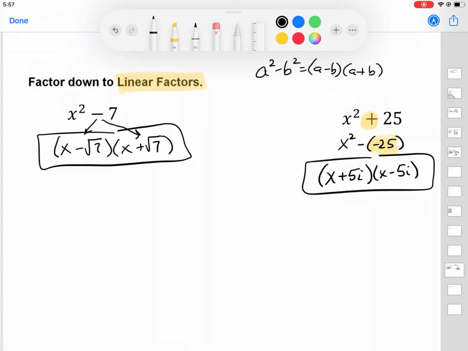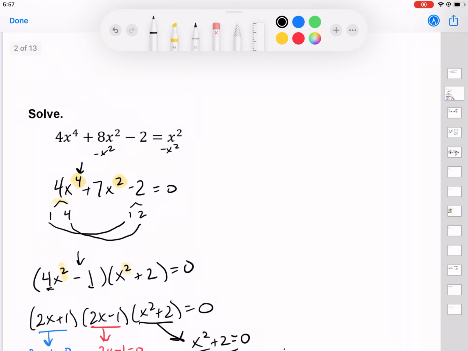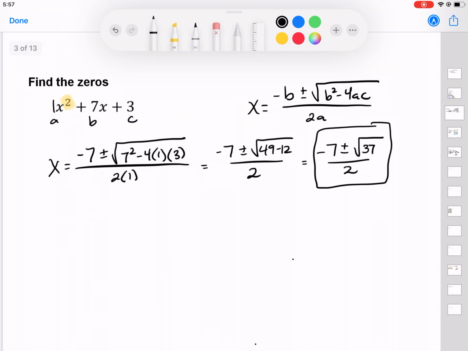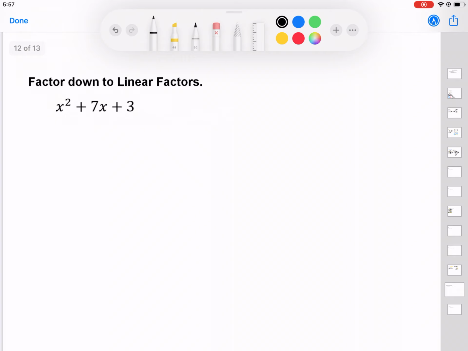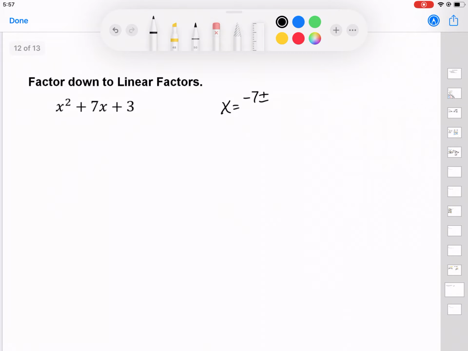And then one other type you might see is when there's 3 terms. We actually solved this in a previous problem. Let me find it. It's this one right here. So our solution, I'm going to put down the solution. Oops. So the solution was negative 7 plus or minus square root of 37, all of that over 2.